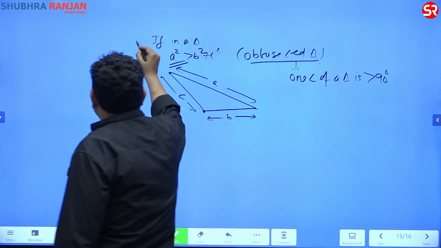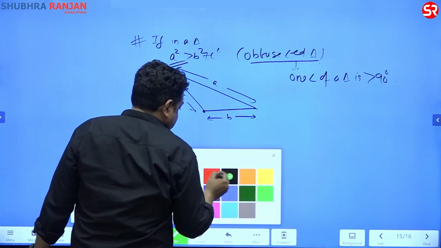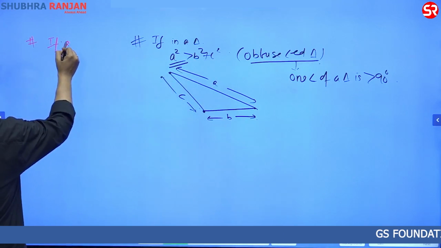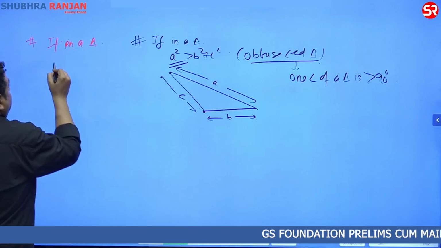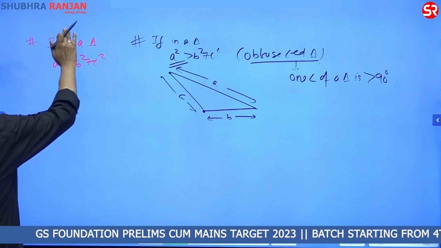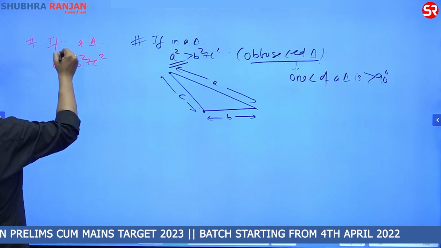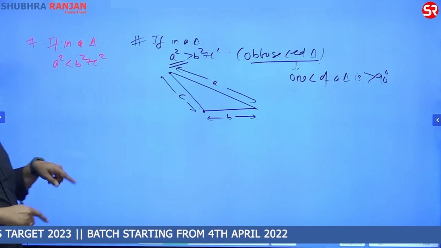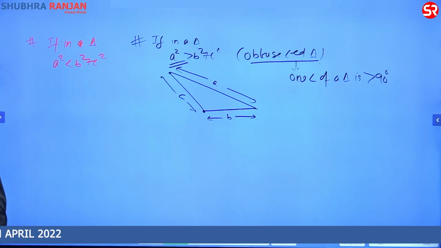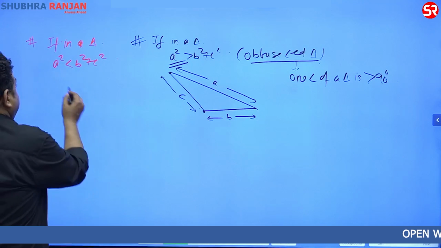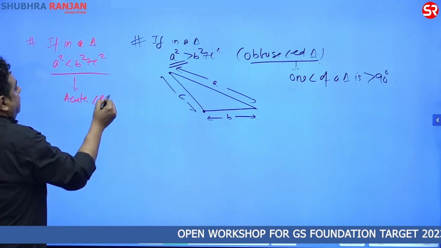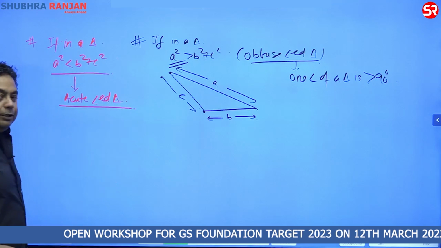And similarly, listen, if in a triangle A square is less than B square plus C square, categorically A is the longest side. In this case, this is an acute angled triangle.